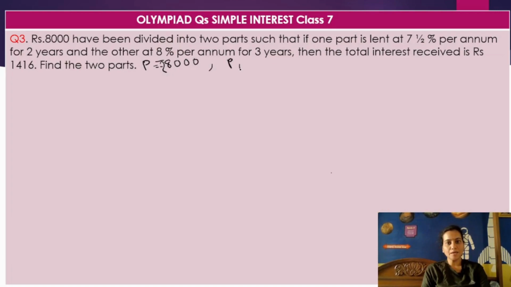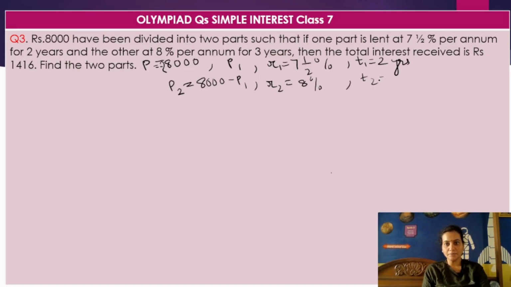So let the first part be P1 and the rate of interest given is 7.5% per annum and time period for this is 2 years. Now we can express P2, the second, the sum of P1 plus P2 is 8,000. That means P2, the second principal amount, is definitely 8,000 minus P1. There is no doubt about it. And let this be first rate of interest R1 and first time period be T1. So we can write for principal P2 the rate of interest is R2 which is 8% and the T2 time period is 3 years.